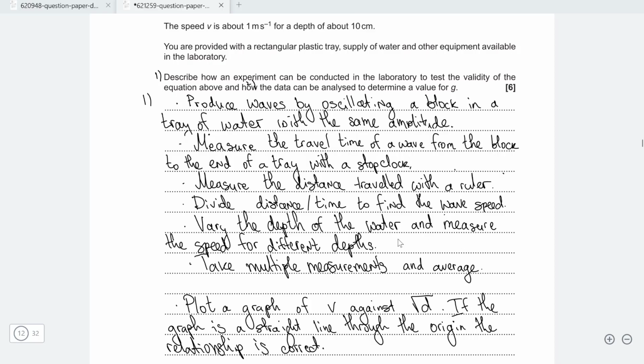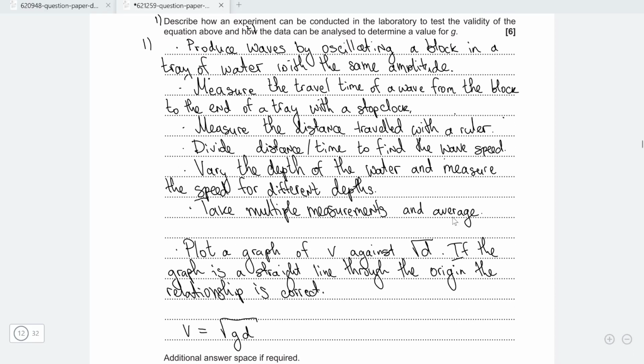We're going to measure the distance with a ruler, then we'll simply use distance divided by time to find the wave speed. After we've done that, we're going to vary the depth of the water and then measure the speed for different depths. Then we'll essentially be populating a table of v and d and square root of d, because we're going to be using that in the equation, but additionally the average of those values. We're going to be taking multiple measurements and then taking the average.